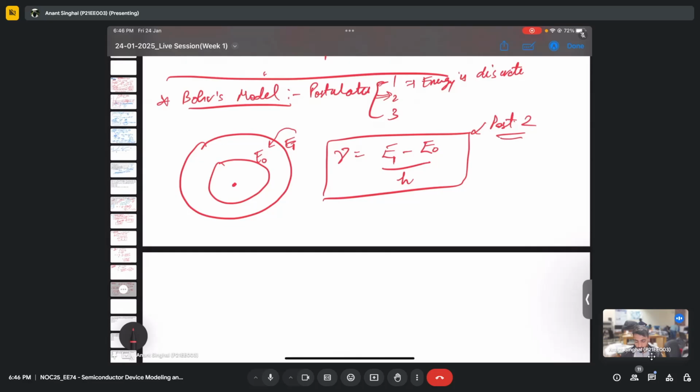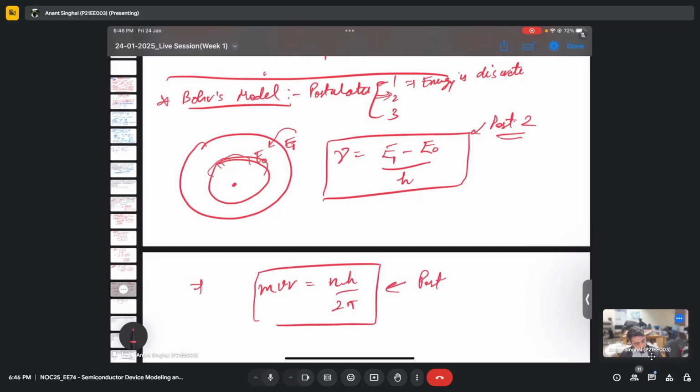And the third postulate states that any stationary state is determined by the angular momentum of the electron. So there is an angular momentum associated with each electron. As I said, the electron is in discrete levels. So this angular momentum, which is mvr, is an integral multiple of nh upon 2 pi. This is postulate 3. So the angular momentum of any electron is quantized and must be an integral multiple of h upon 2 pi. So these are the three Bohr's postulates.